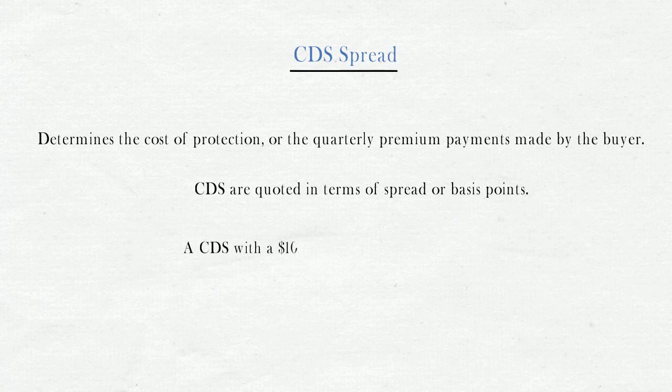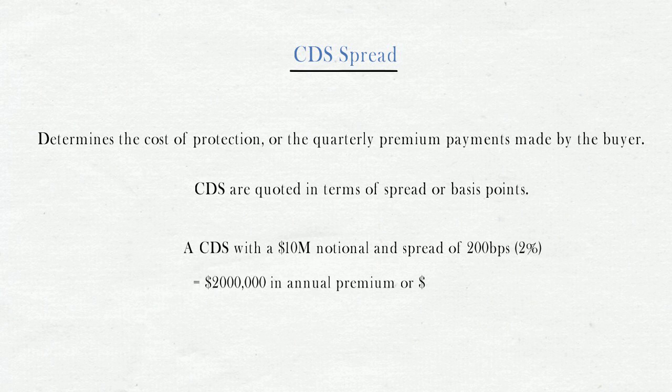So if a CDS contract has a notional amount of $10 million and a spread of 200 basis points, which equals 2%, then the annual premium a CDS buyer pays is 2% of $10 million or $200,000. And the quarterly premium therefore works out to $50,000.